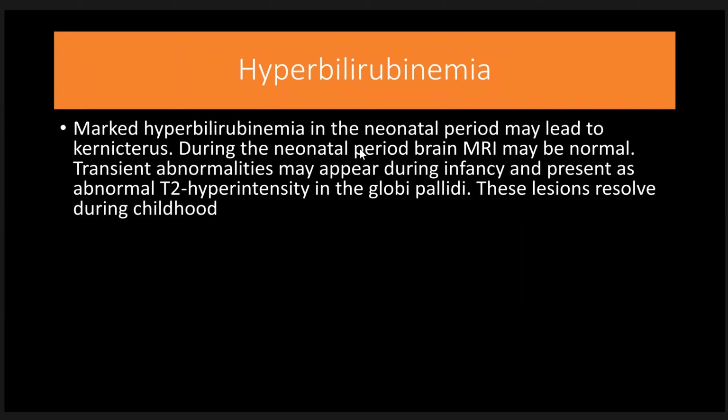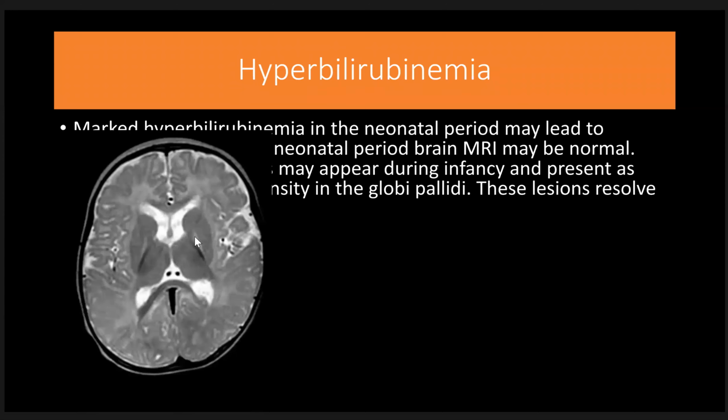Hyperbilirubinemia also leads to involvement of the basal ganglia and appears as hyperintensity in the globi pallidi. As seen in this patient, we have the globi pallidi involved bilaterally in this patient with hyperbilirubinemia.